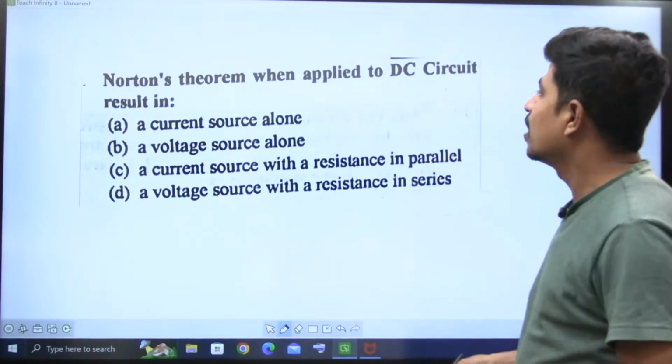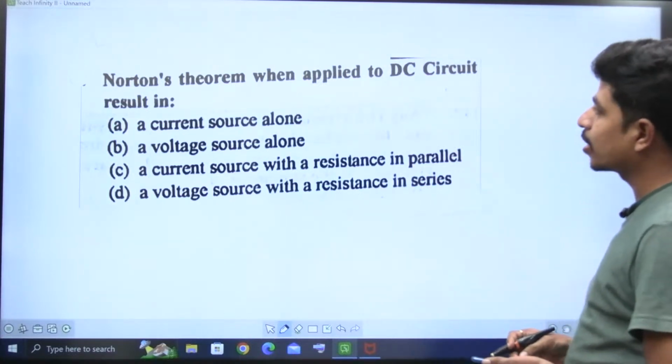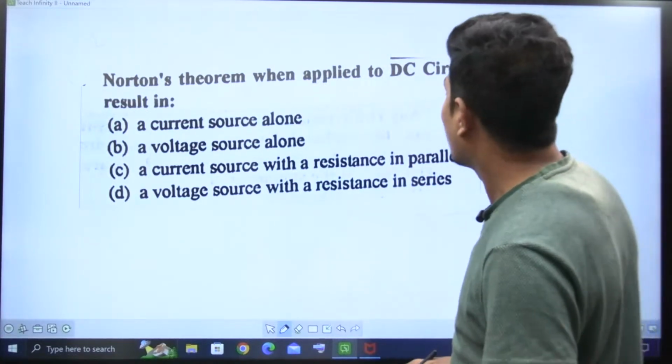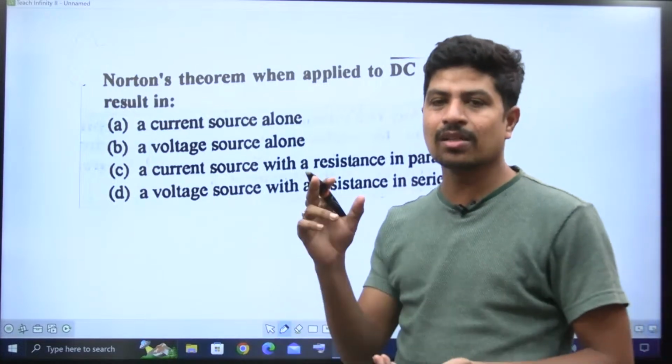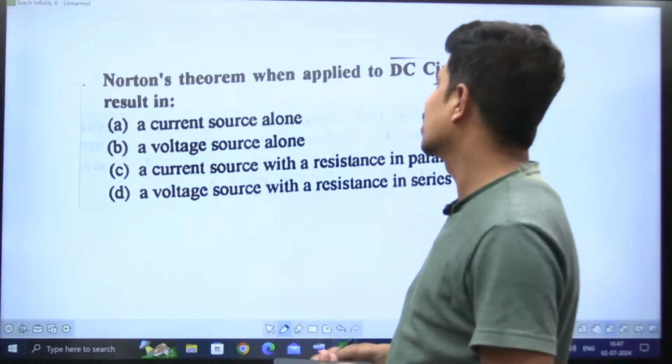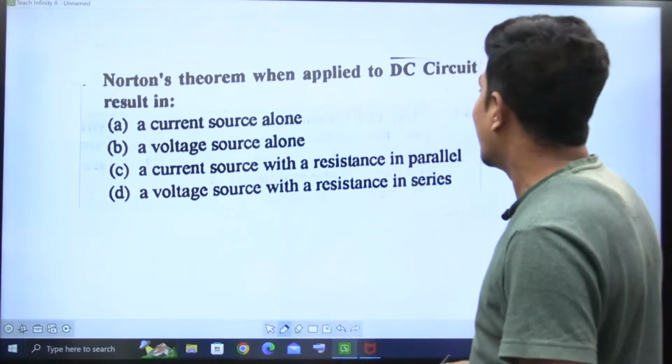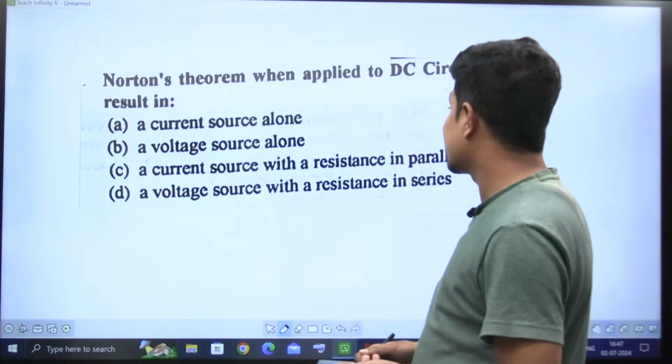Next question, please. Norton's theorem, when applied to a DC circuit, results in what a Norton circuit is: a current source in parallel with the resistance. Norton's current in parallel with Norton's resistance. The options are current source alone, voltage source alone, or a current source with a resistance in parallel.